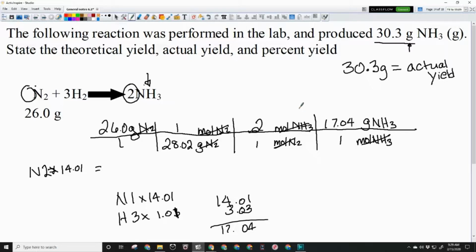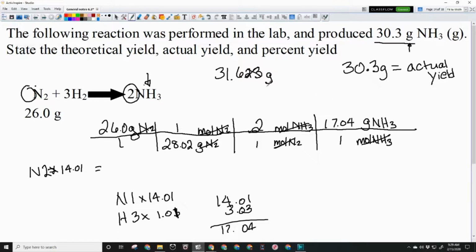Okay, so let's grab our calculator. 26.0 times 2 times 17.04, all of that divided by 28.02. That's going to give us 31.623. Okay, so 31.623. Sig figs is just 3, so we'll drop those 2 off.